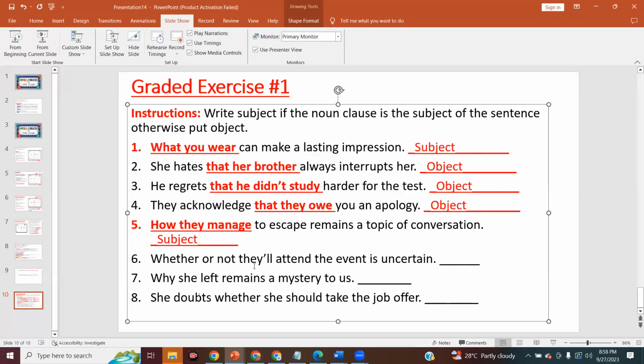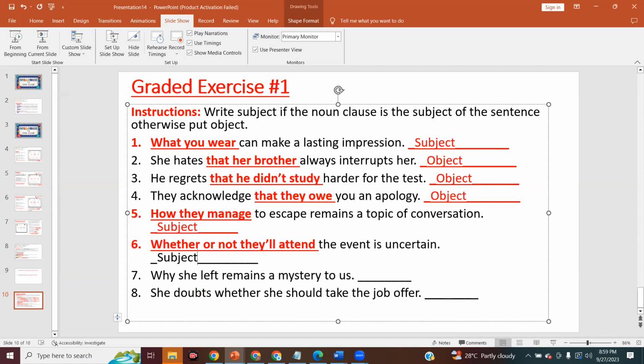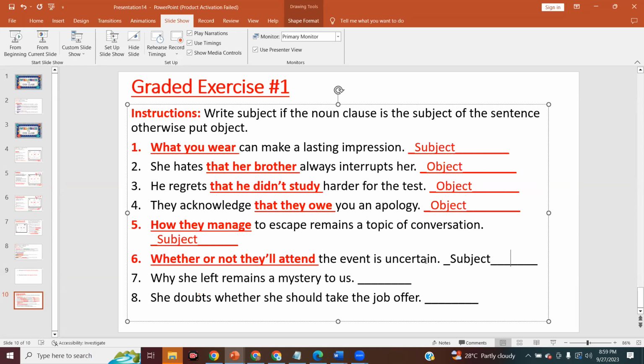Okay. Whether or not they'll attend the evening is uncertain. Is that object or subject? Subject. Very good. Whether or not they'll attend. Subject. How many persons got this right? Me, Mr. Petit. Very good. Subject. How did you know? Mr. Petit, I was thinking so hard on number 5 and number 6 because I had subject for both and I erased them. Wow. Be careful.